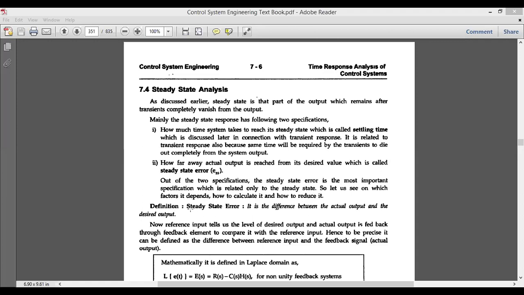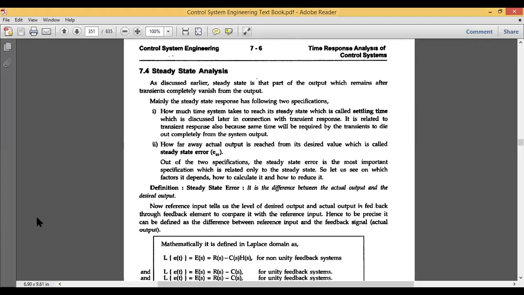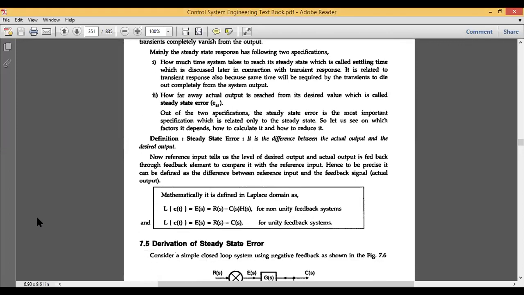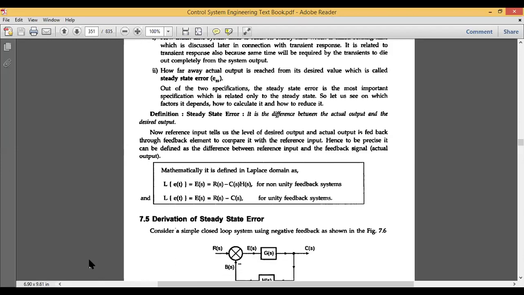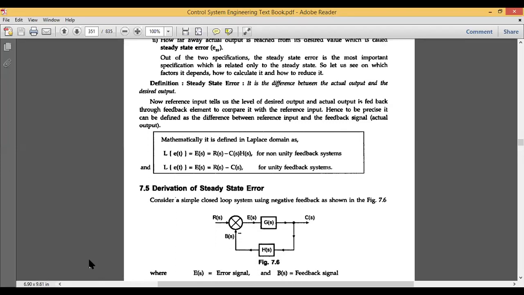Today we'll go through the derivation of how the steady state analysis can be carried out using mathematical equations. Before defining the equations, we need to know the Laplace domain and how to convert to it. We define the error signal, or difference signal, as E of S in the Laplace domain, which is equal to R of S minus C of S into H of S. Now let us see the derivation for steady state error and how we can minimize the error.